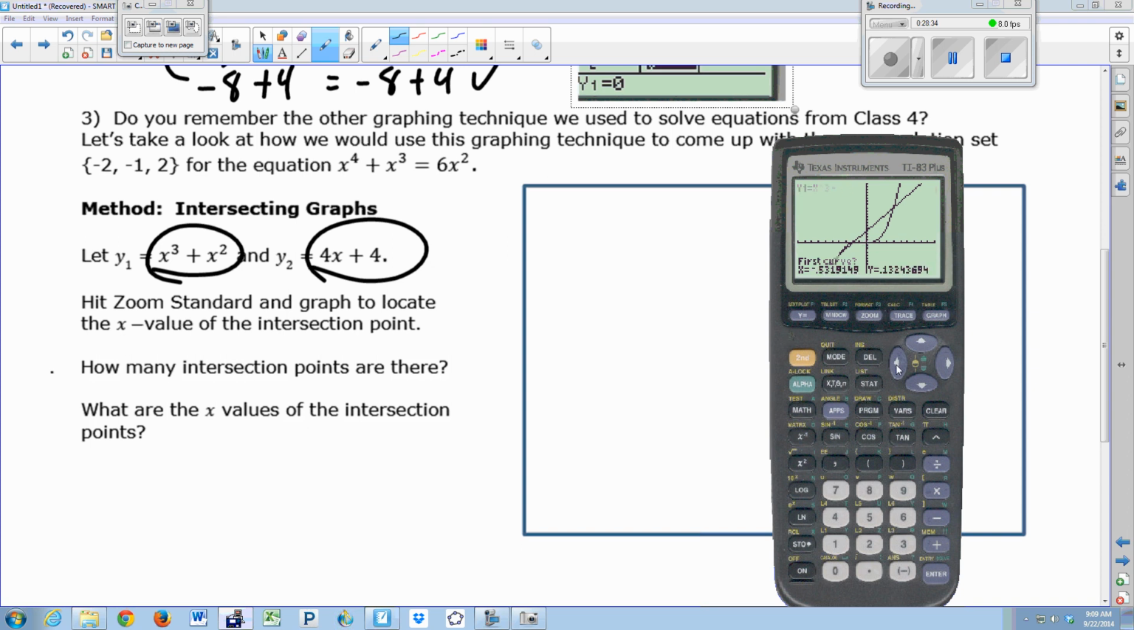Your answer here, Karen, is I'm just going to hit enter, enter, enter. And that's my first intersection point, x equals -1, y is 0. So what you're finding here is the solution, which is the value of x. When you're done, it says, what are the x values of the intersection? So your x values will be -1, -2, and +2.